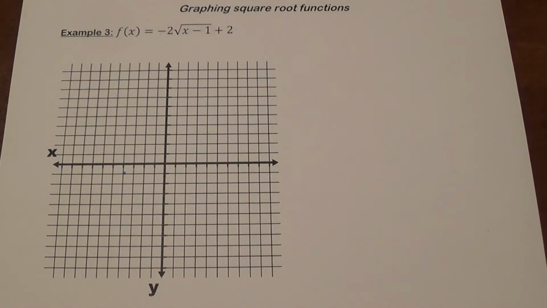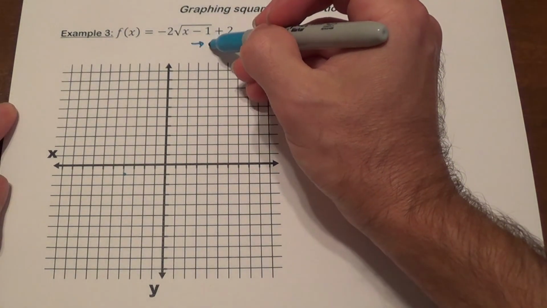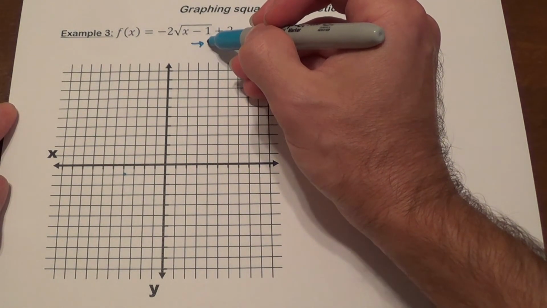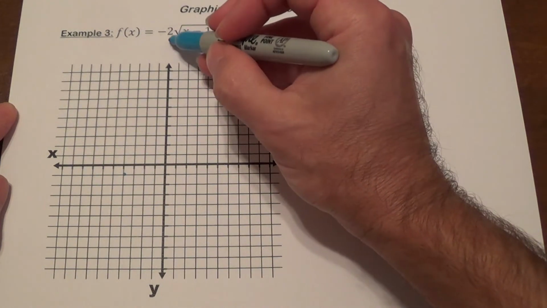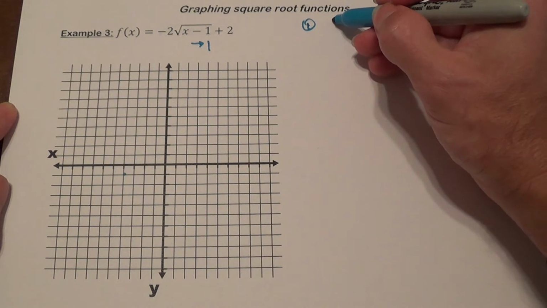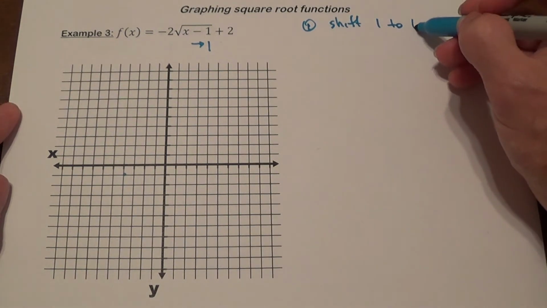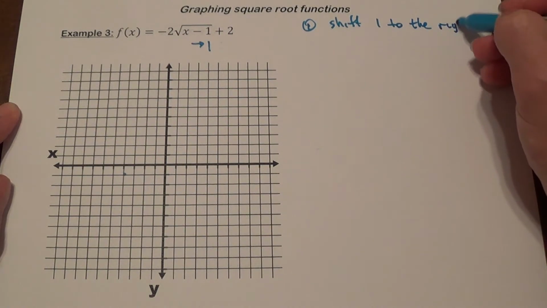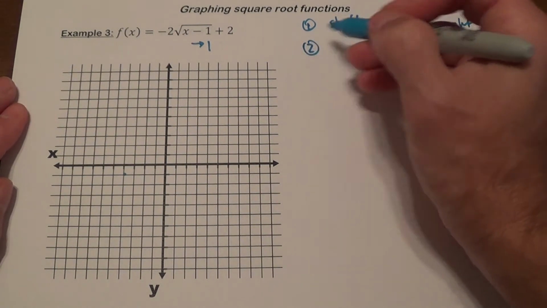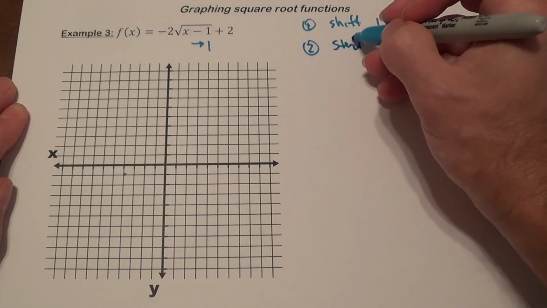Okay, so the next one. Here we have 3 things, well actually 4 things here. The -1 is going to move the graph 1 unit to the right. Times 2 will stretch it. Let me write this here. So first, shift 1 to the right. Second thing is it's going to be stretched by a factor of 2, a vertical stretch.